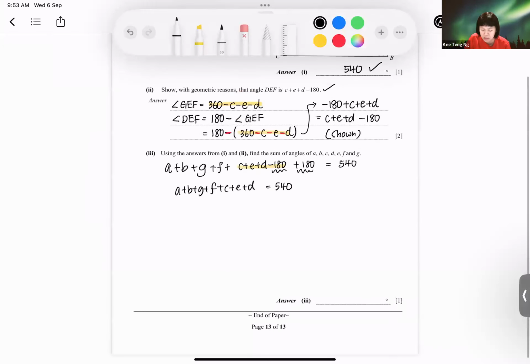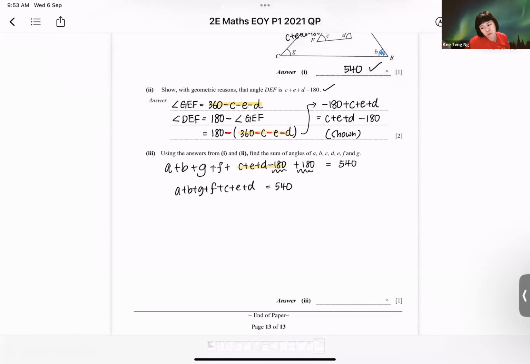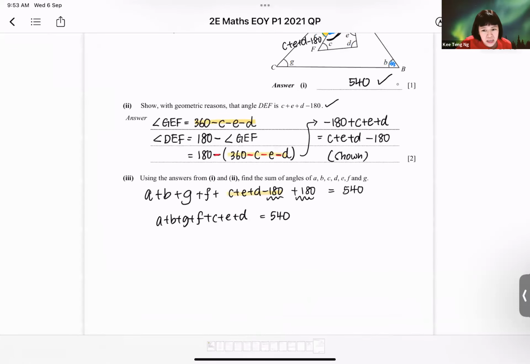Okay, is this the last page? Yeah, this is the last page. Okay, with that, then if there's no question, then I'm done for the day.